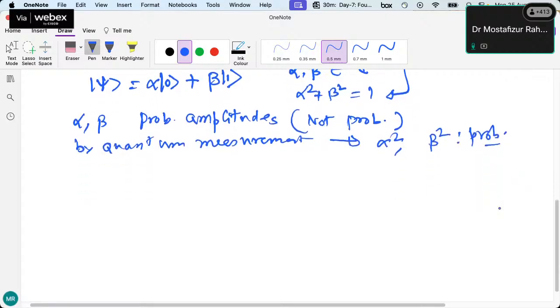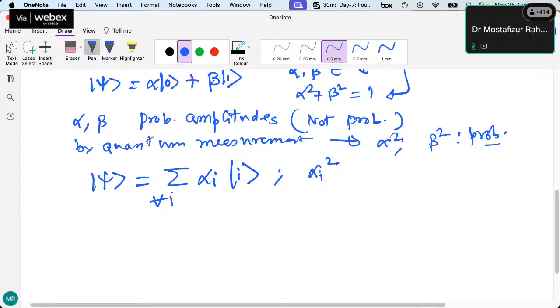Now, if you have a general state with multiple bases, say for example, ket psi equals many combinations of the orthonormal basis kets with certain coefficients alpha i for many such i, right? If this is my superposition state over many computational basis kets i, then eventually the sum of alpha i square will be equal to 1. This is the normalization constant following the Born rule.